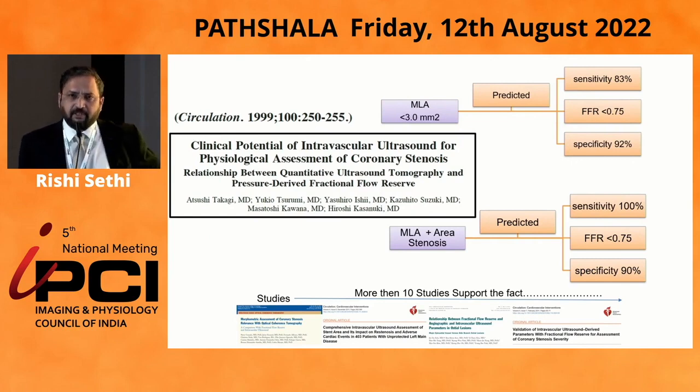So meta-analyses have also found the same kind of things, but this was a very good landmark paper, and sometimes I feel that the first paper that answers a fundamental question turns out to be the most elegant of the lot. This was way back in 1999 when Dr. Takagi tried to show that MLA of less than 3 predicted an FFR of less than 0.75 with a sensitivity of 83% and specificity of 92%, but when you combine MLA with area stenosis, the predictability became nearly 100% sensitivity and specificity of more than 90%.